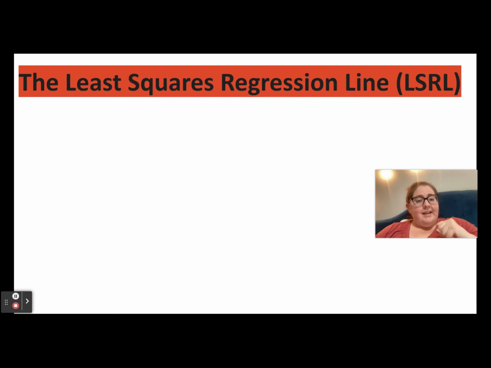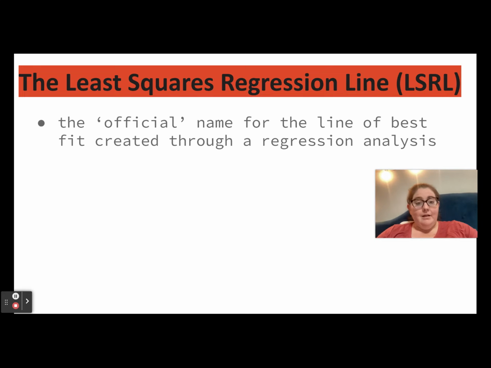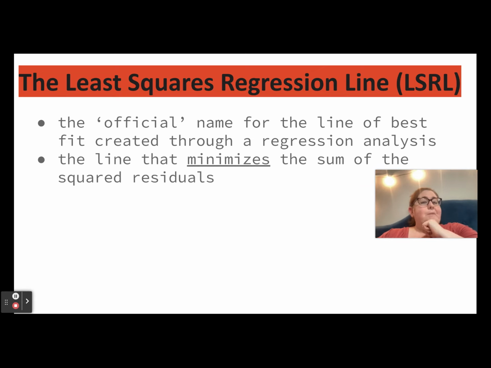All right, so firstly, a little bit of a definition and some facts that are good to know because these like to show up on multiple choice questions a lot. The official name for the regression equation that we write for a line of best fit is a least squares regression line, sometimes shortened to the LSRL. The reason that it's called this is because it minimizes the sum of the squared residuals.